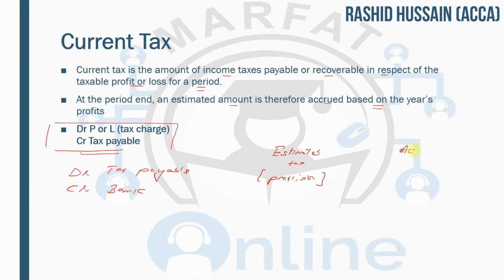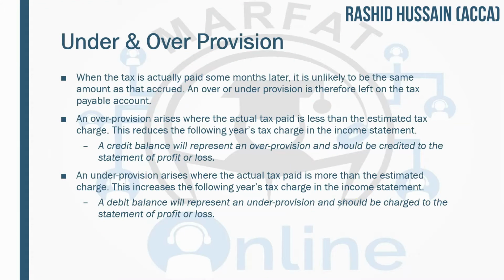When the actual tax is calculated, there will be a difference between the estimated and the actual tax, which will lead to the under and over provision. So what is the concept of the under and over provision? When the actual tax is calculated, it is compared with the estimated tax. If you have booked less tax, then that will lead to the under provision. If you have booked more tax, then that will lead to the over provision. So an under provision is simply the case where you have booked less tax. You should have booked more tax, but you have booked less tax.